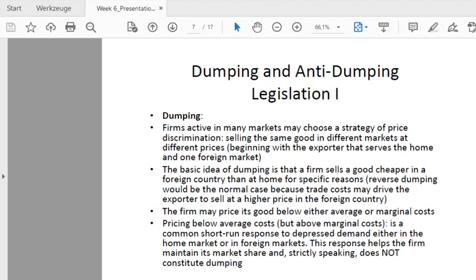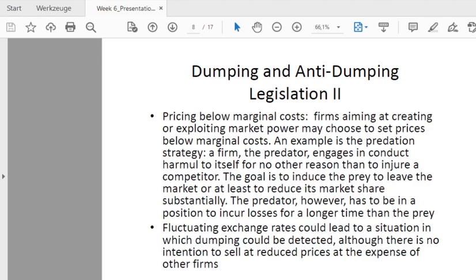The firm may price its good below either average or marginal costs. Pricing below average costs but above marginal costs is a common short-run response to a depressed market, depressed demand, either in the home market or in the foreign market. This response helps the firm maintain its market share, and strictly speaking, does not constitute dumping in the strict sense.